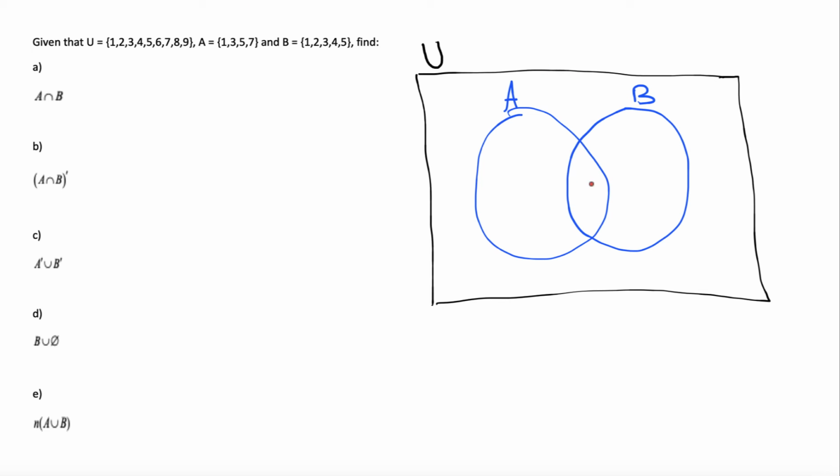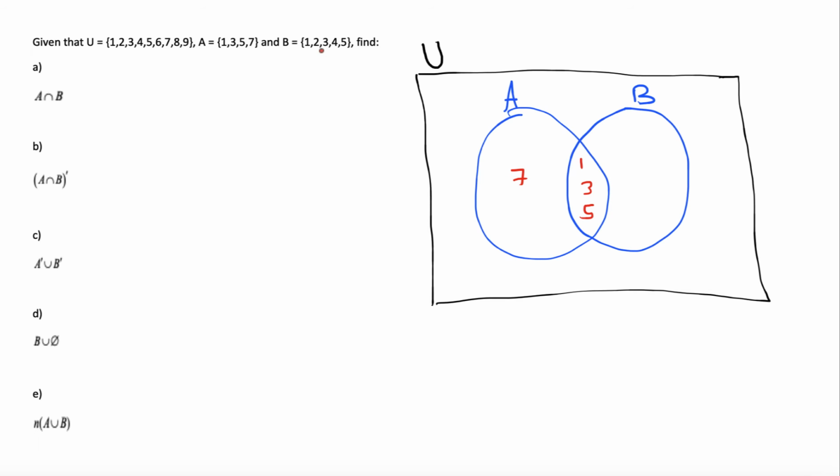Remember, this region right here represents the elements that are both in A and in B. So if you notice right here, there's going to be 1, 3, and 5. Those are the elements that are in both A and B. So what about this 7? Where does this 7 go? That's just going to go here. So this is in A, but not in B.